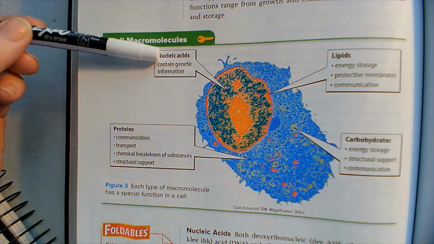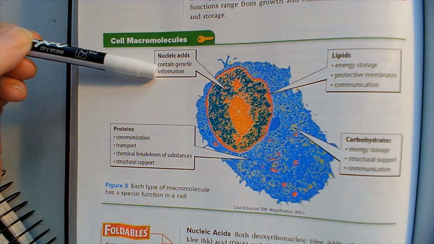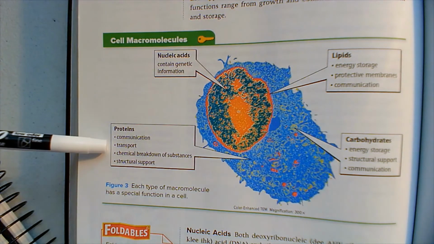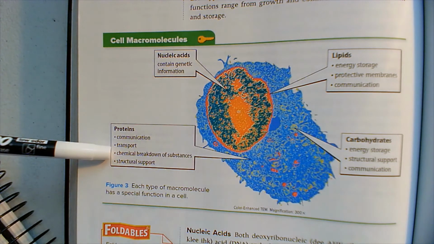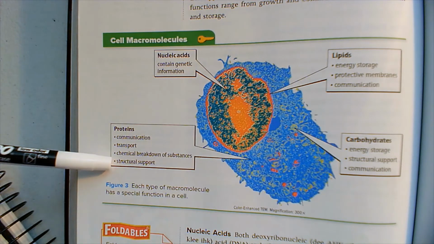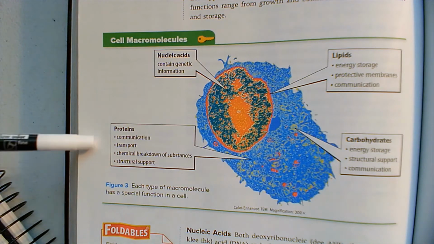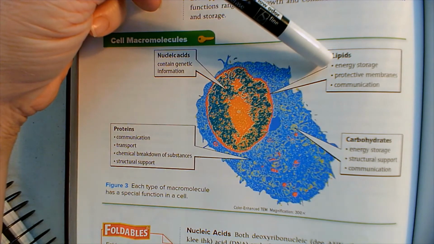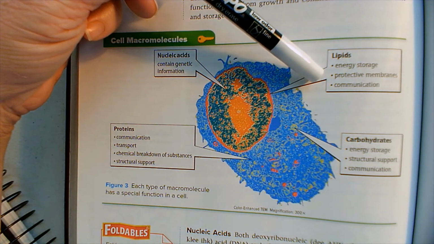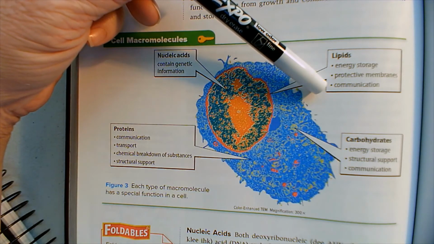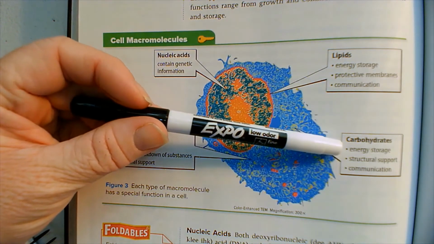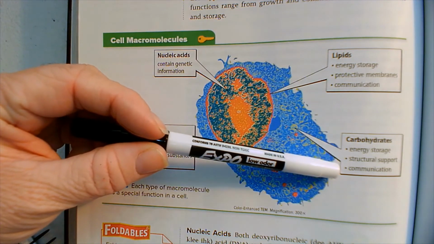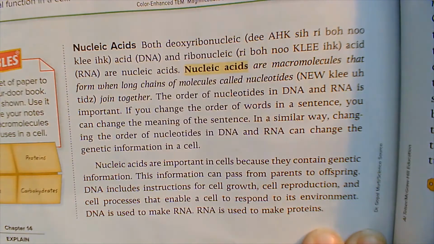So nucleic acids contain genetic information. So that's like DNA and RNA. Proteins work to communicate. They transport. They break down chemicals and substances, like enzymes are made up of proteins. They provide structural support. Proteins do most of the things in our cells. They're very, very important. Then lipids, they're the energy storage. They protect membranes. They make up protective membranes. They communicate. And then carbohydrates are mostly energy storage and structural support and communication. Let's look at each of these.